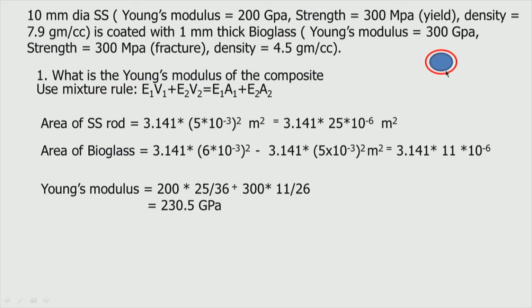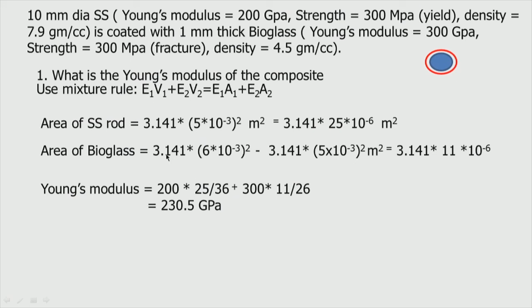Now, you have 1 mm thick coating of bioglass. So, how do we calculate the area of this bioglass? In school you must have studied, we calculate the area of the big circle, the area of the small one, and subtract. So, pi big r square minus pi small r square. It is a 1 mm coating on a radius of 5, so it becomes 6, 5 plus 1 is 6. Now, this inside is of course 5 here, right.